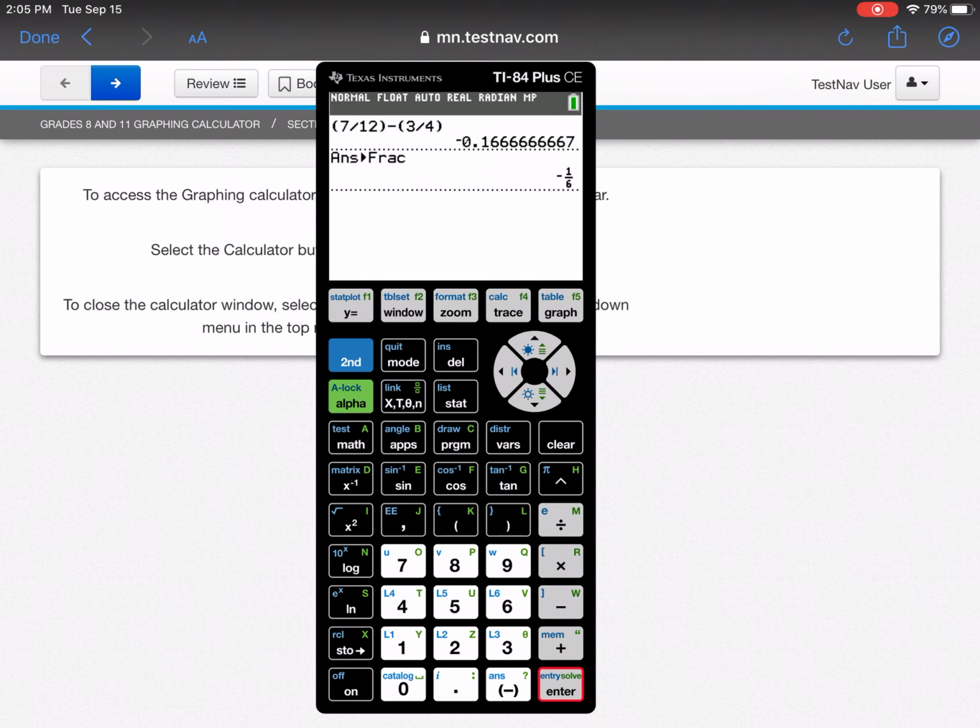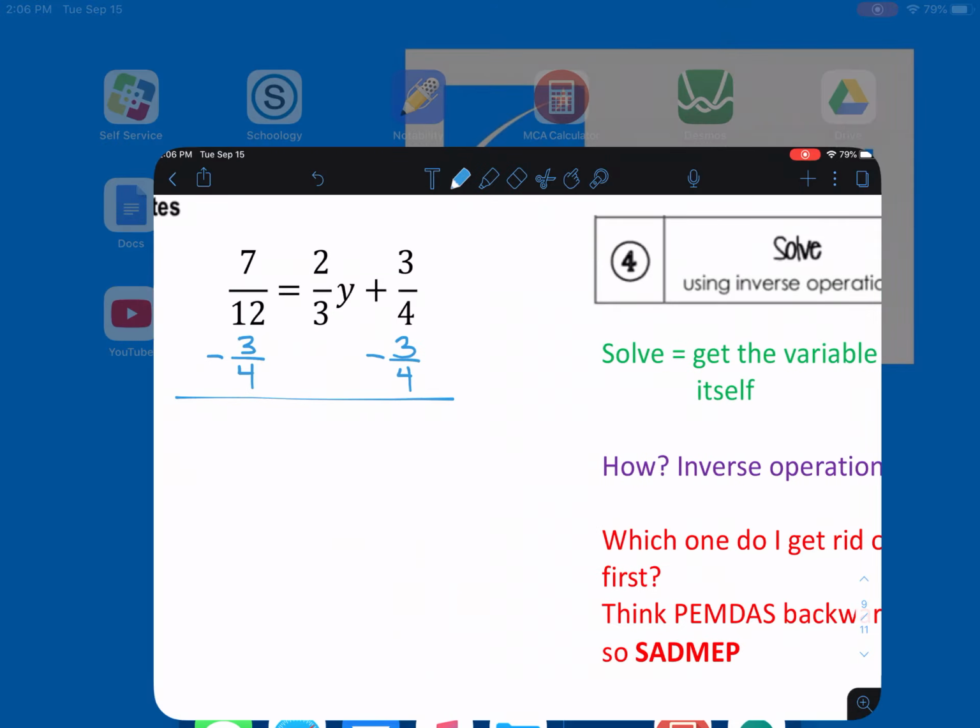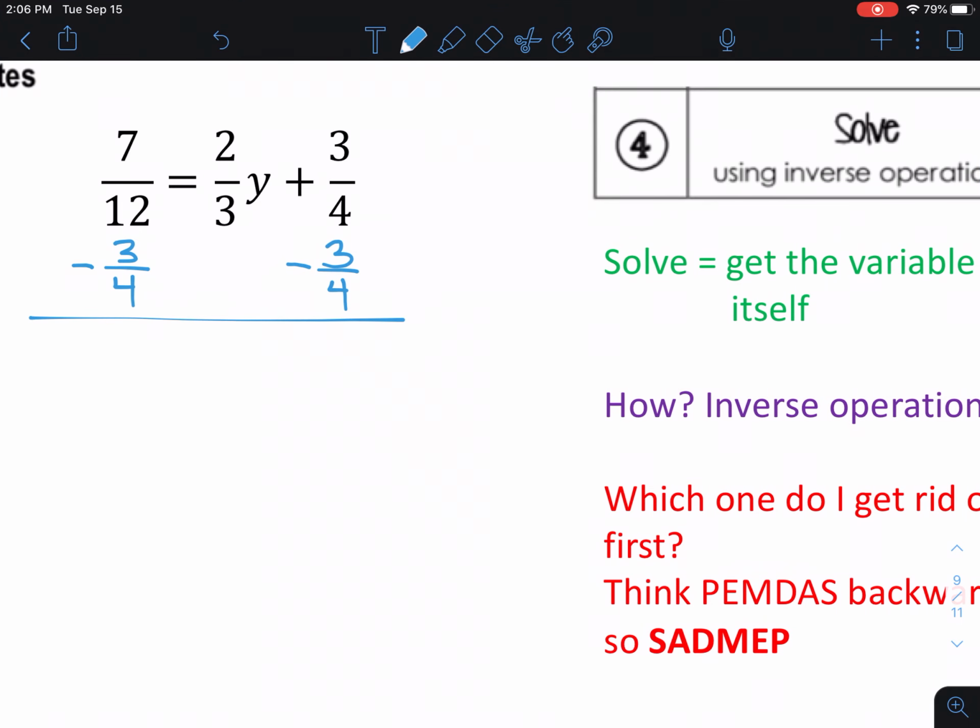Okay, so now I'm just going to write negative 1/6 equals 2/3 y, and then these cancel out. All right, so now to get the y by itself, that's our whole point, we have to get rid of this 2/3. That's 2/3 times y, so we're going to go divided by 2/3.